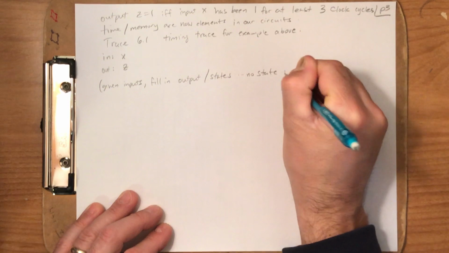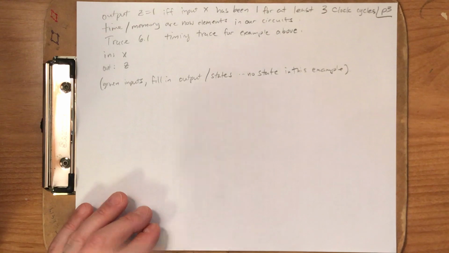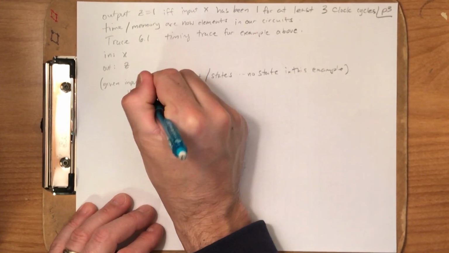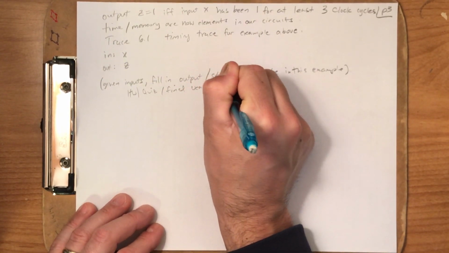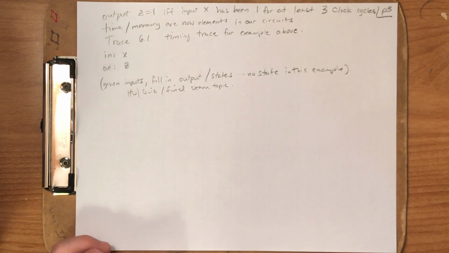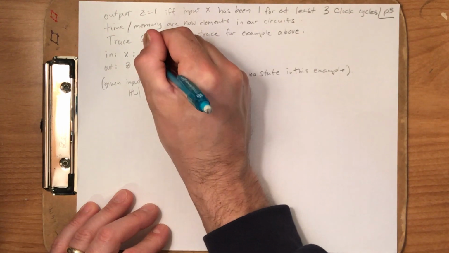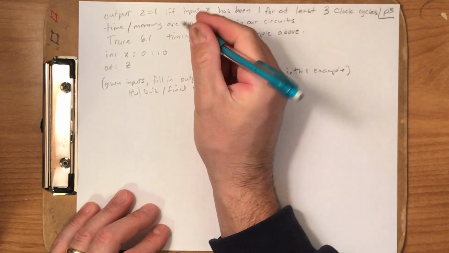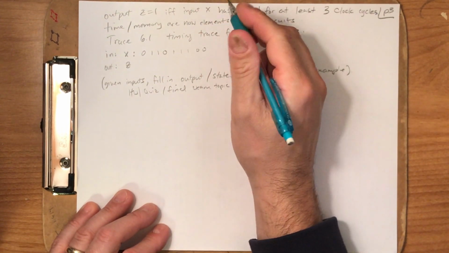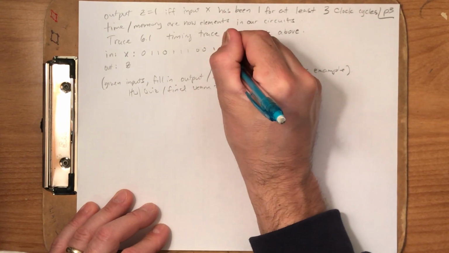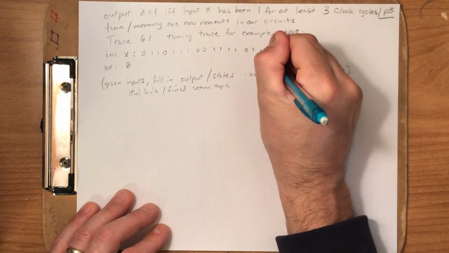And there's no state in this example. So this is a homework, quiz, and final exam topic. So X has the following values: 0, 1, 1, 0, 1, 1, 1, 0, 0, 1, 1, 1, 1, 0, 1, 0.